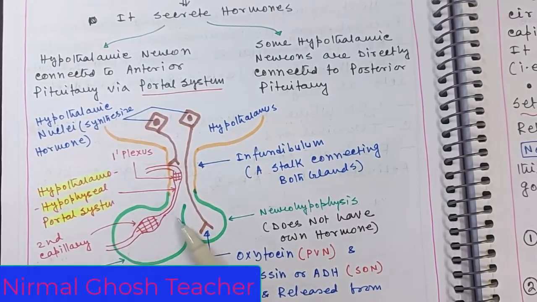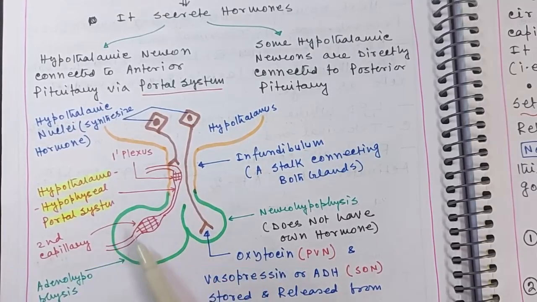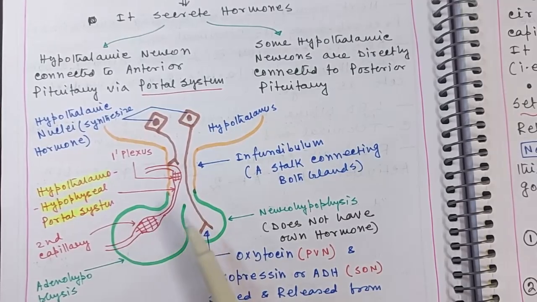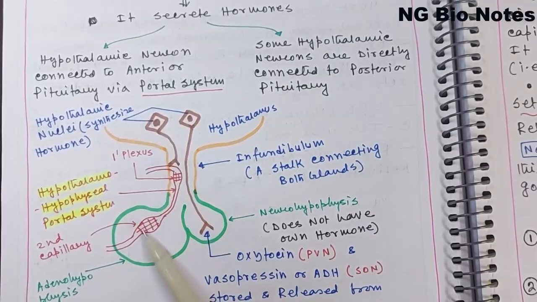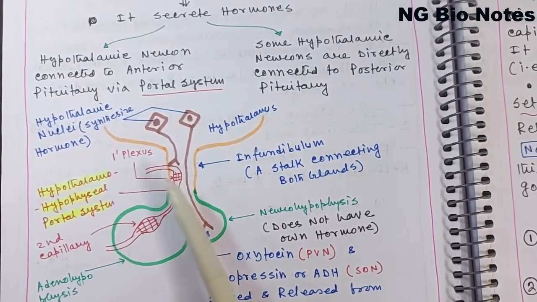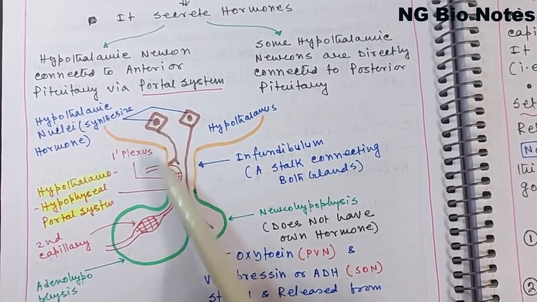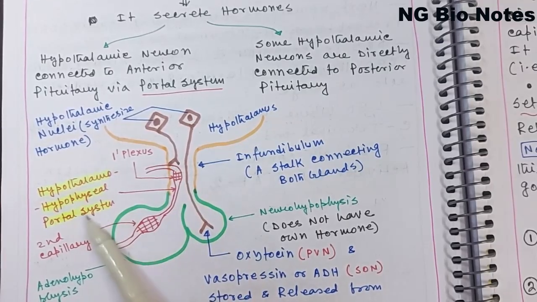So the hypothalamus is called the master gland or supreme commander. The pituitary gland has two regions. One is the adenohypophysis, called the anterior pituitary portion, and the other is the neurohypophysis, called the posterior pituitary portion. And the hypothalamus is connected to the adenohypophysis by the hypothalamo-hypophyseal portal system. The hypothalamus secretes many releasing hormones into this hypothalamo-hypophyseal portal system.